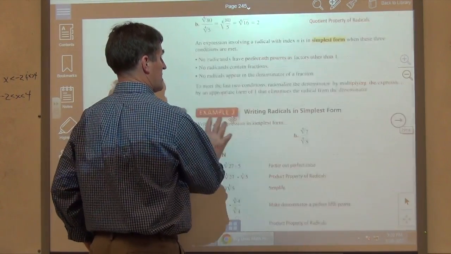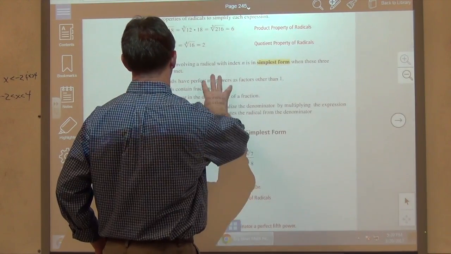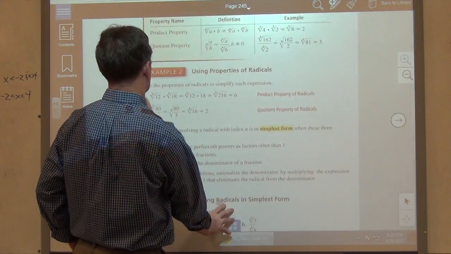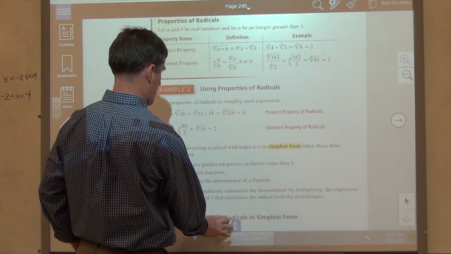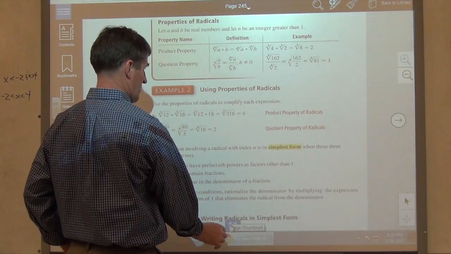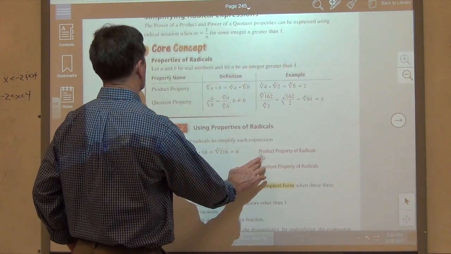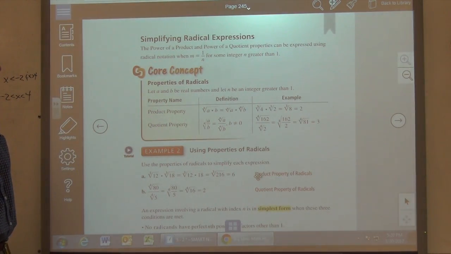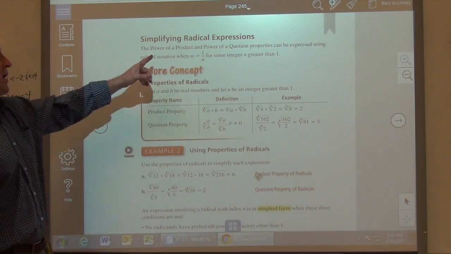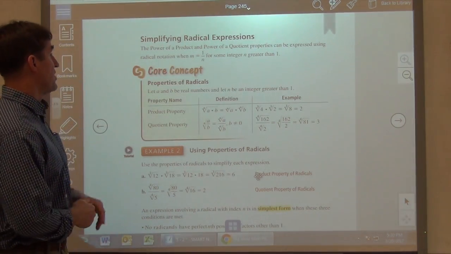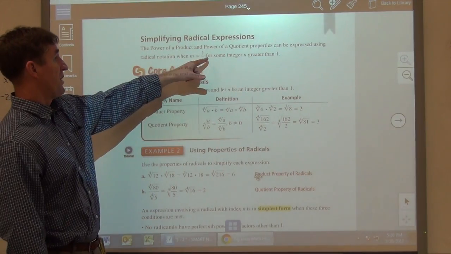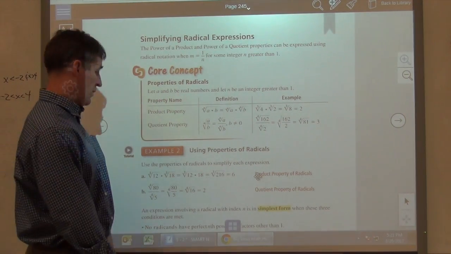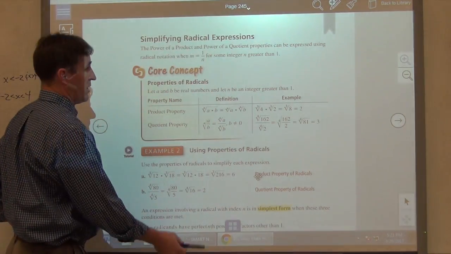So next, our next thing we're going to look at, simplifying radical expressions. So the power of a product and the power of a quotient properties can be expressed using the radical notation where m equals 1 over n for some integer n greater than 1. So these are just some properties that we can look at. Remember, we talked about this before.